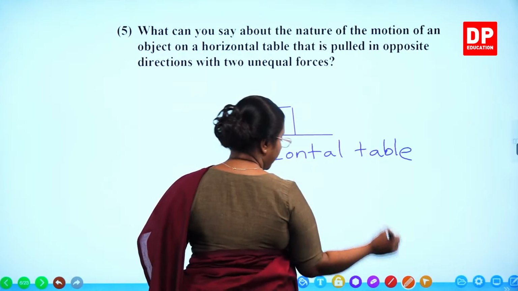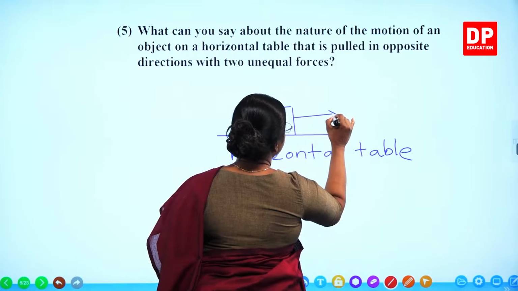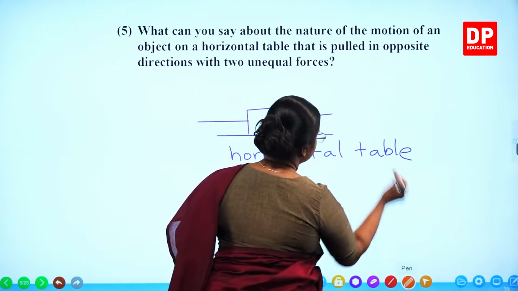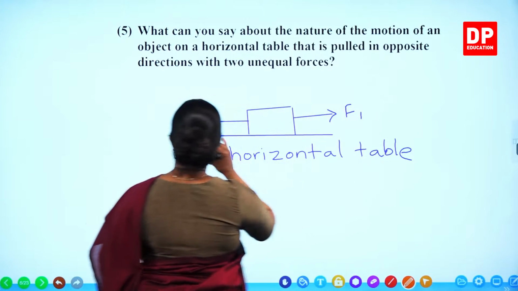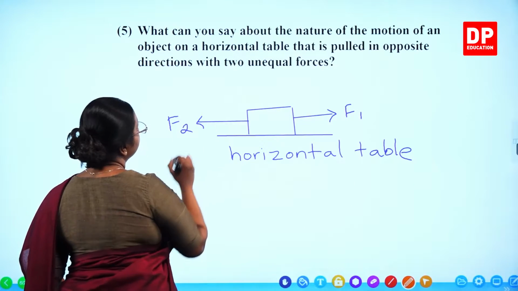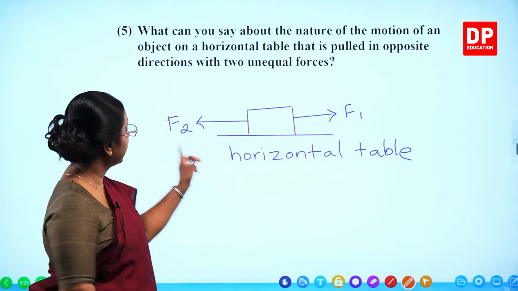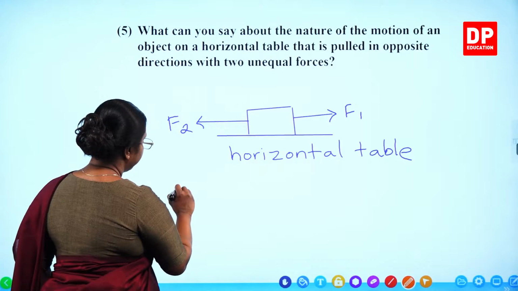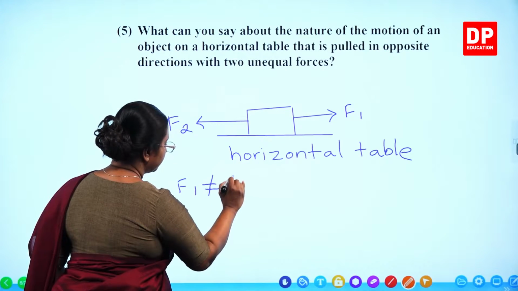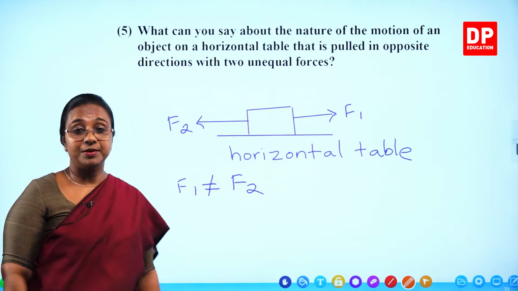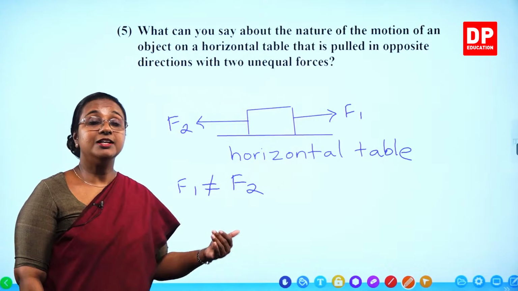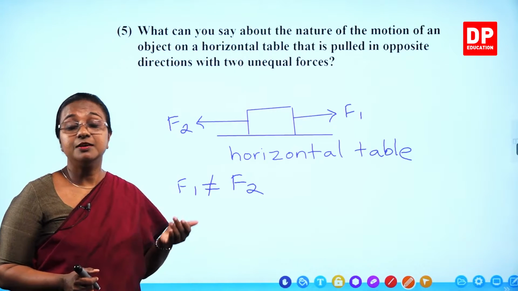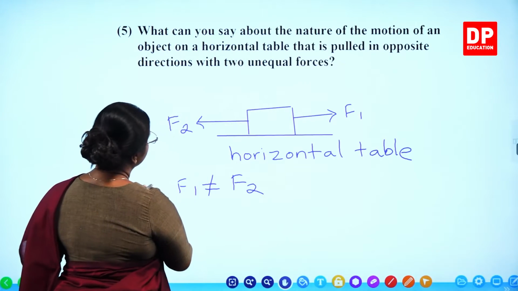So then there are two forces acting on it. One is F1 and the other one is F2. If we consider it that way, they are opposite and the forces are not equal. So F1 is not equal to F2. Then what will happen? The object will move in the direction of the higher force because there will be a resultant force. So that is what you need to write there.